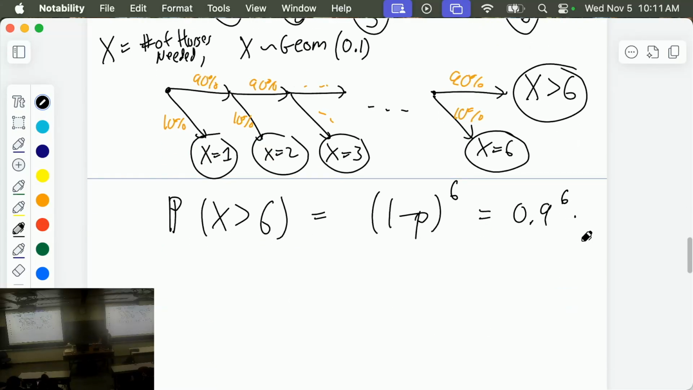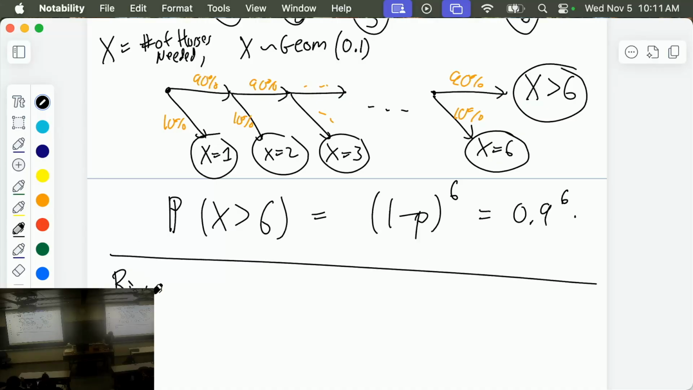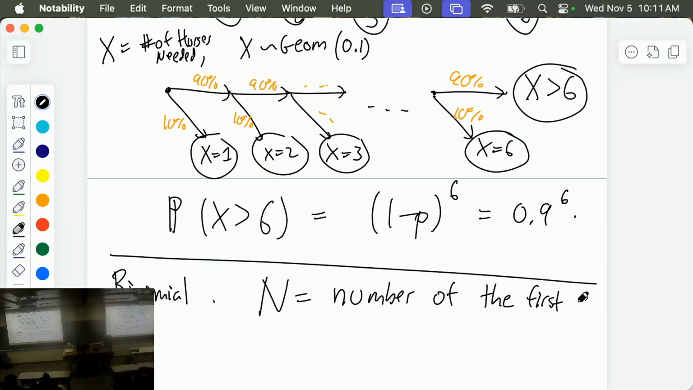So let me do it as a binomial. The way I did it was as a geometric. You can have a different way of doing it as a binomial. So let's call it N. N stands for the number of horses that have parasites, among the first 6 horses.